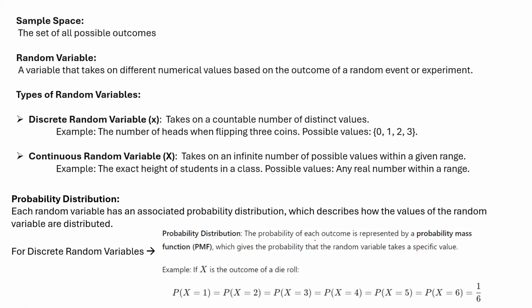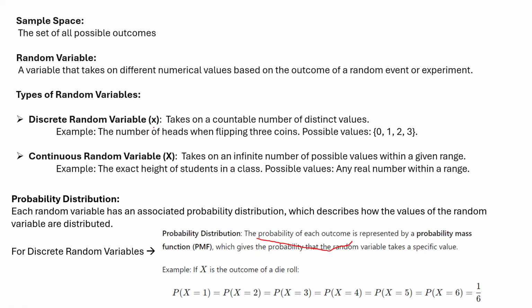The probability of each outcome is represented by the probability mass function. So probability distribution basically represents the probability of each outcome. It doesn't represent the value, it represents the probability of each outcome, and that is called PMF, the probability mass function. Probability distribution is nothing but the probability of an outcome.